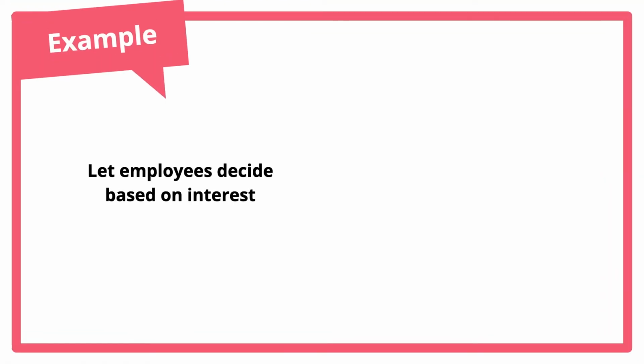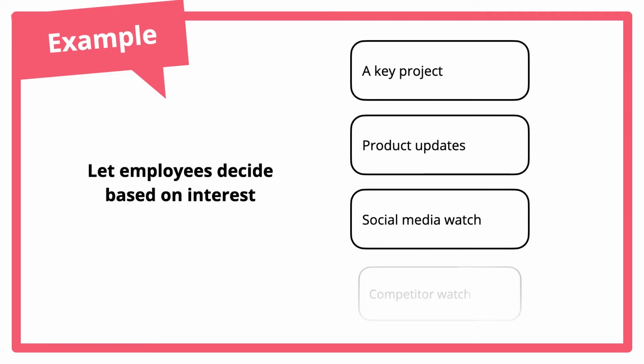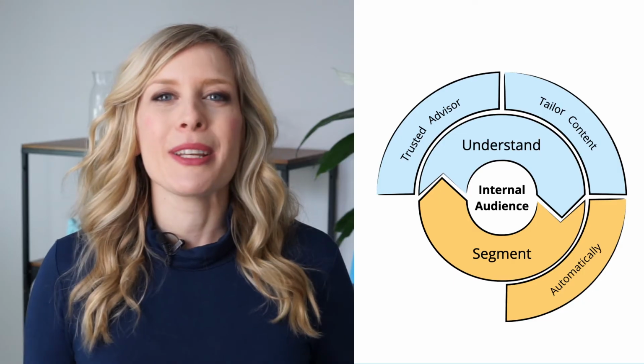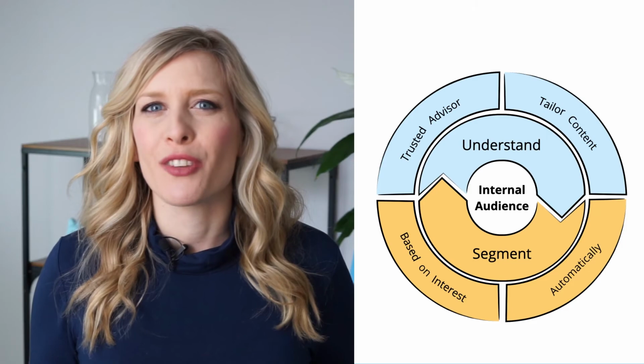Another option is to let employees decide based on their interests. This means they actively subscribe to content they care about. This avoids information overload and provides direct feedback on which topics are most relevant and engaging. Segmentation based on interest is a good option for cross-organizational topics. Keep in mind that employees never actively subscribe to content, but prefer and expect to automatically only get what's relevant to them.